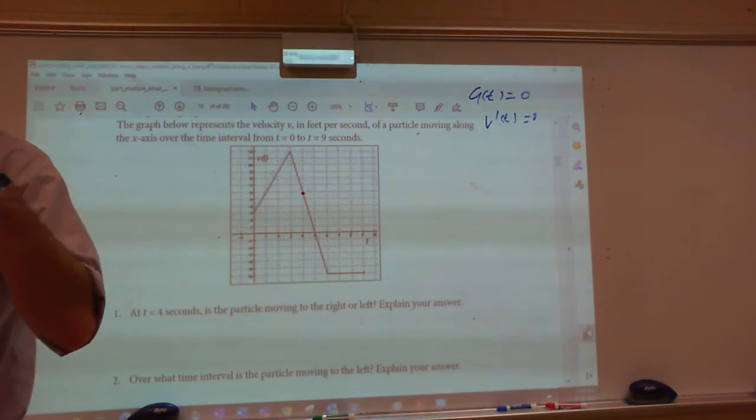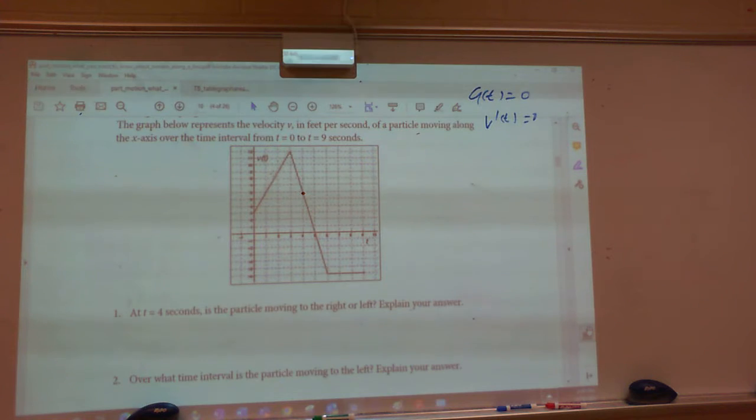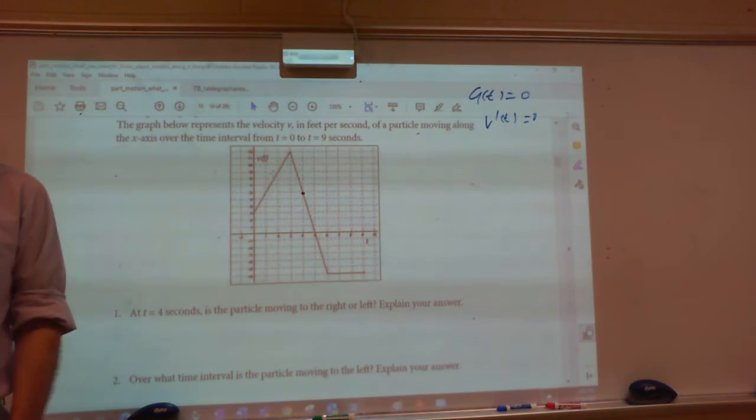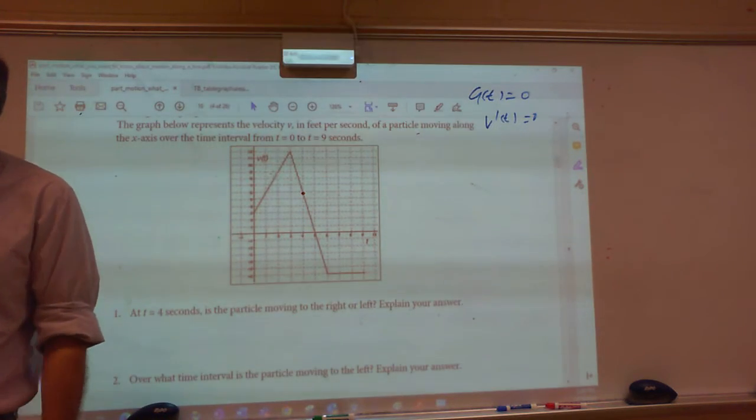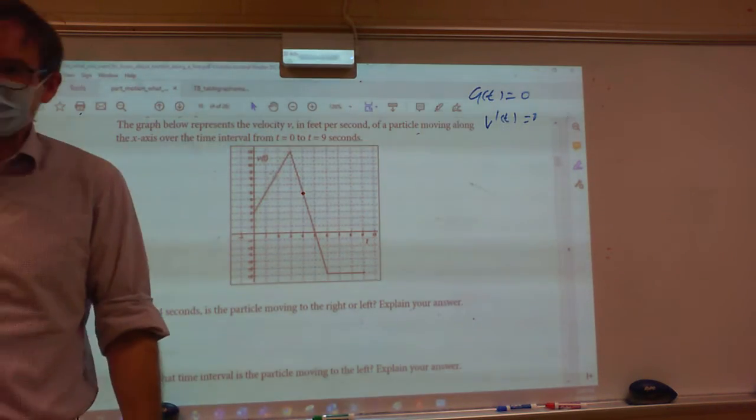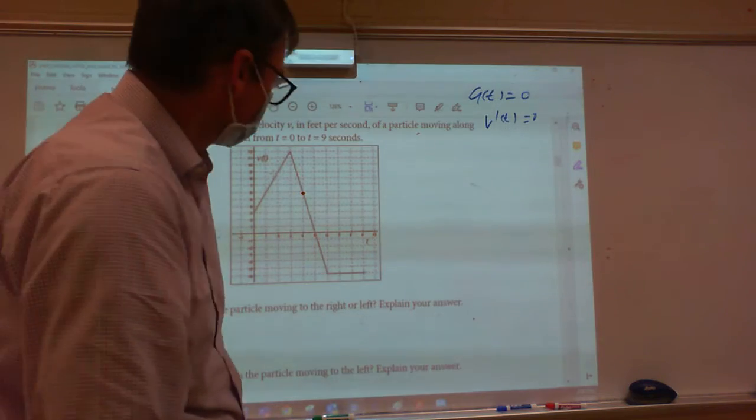Just curious, is this a lot of review from physics? Yeah. Usually when I put this up, the people that have had physics had to do a whole lot of these velocity graphs. And so when I'm asking, it's like, okay, this is easy compared to what they made you do in physics.